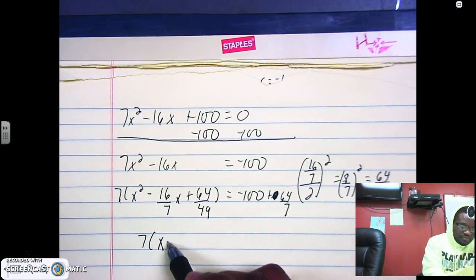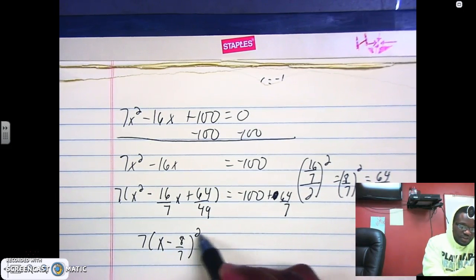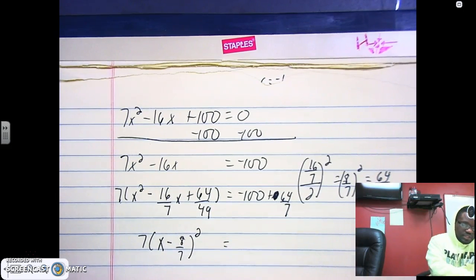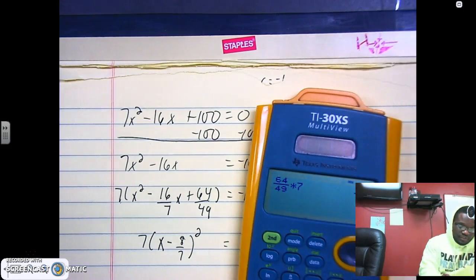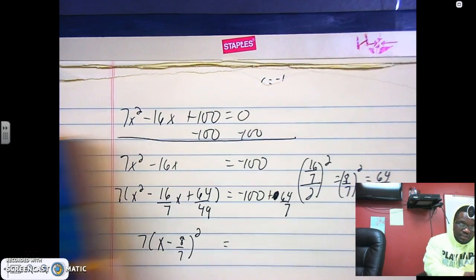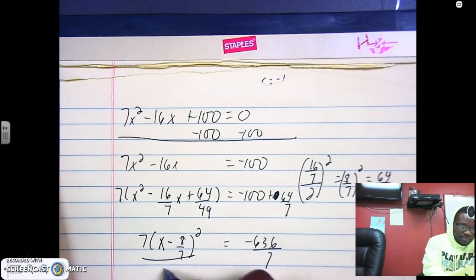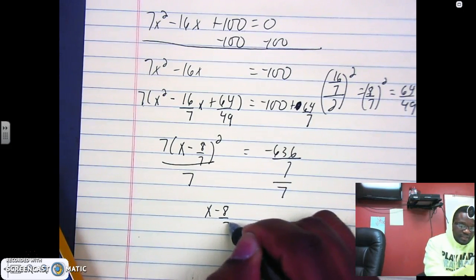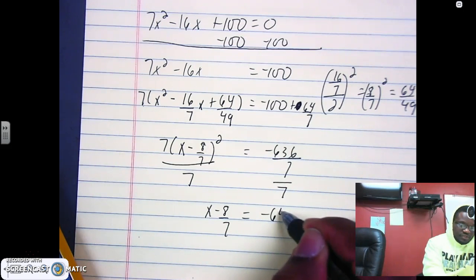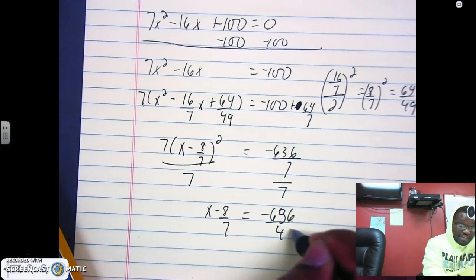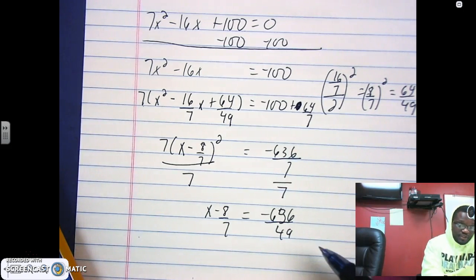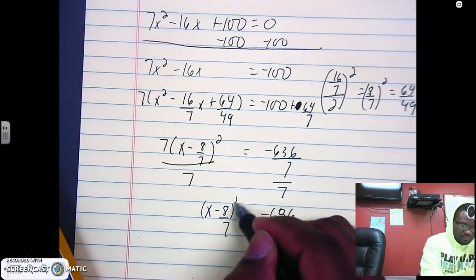This should be negative. x minus 8 over 7 quantity squared equals 64 over 7 minus 100, and you get negative 636. Yep, big number. Oh well. Divide both sides by 7. Why? You have to get rid of that 7. So you get x minus 8 over 7 squared equals negative 636 over 49. Oops, forgot all that, didn't I?